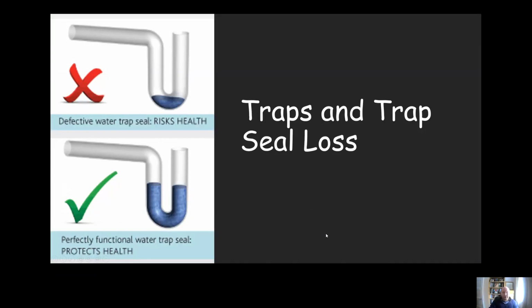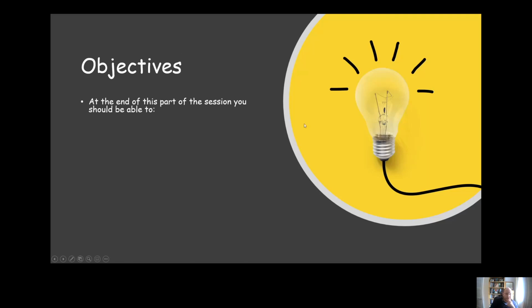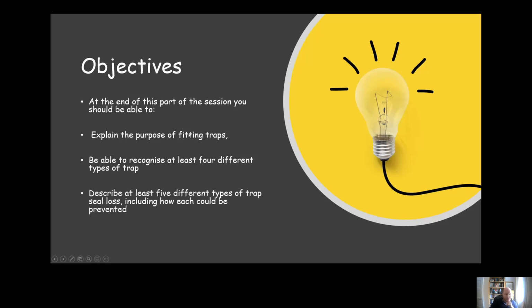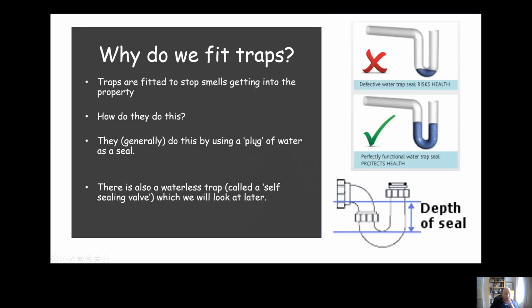Now we're going to look at traps and trap seal loss. So at the end of this part of the session, I want you all to be able to explain the purpose of fitting traps, recognise at least 4 different types of trap, and describe at least 5 different types of trap seal loss, including how it could be prevented.